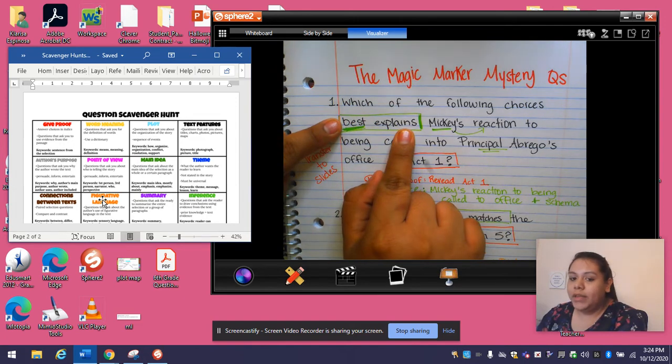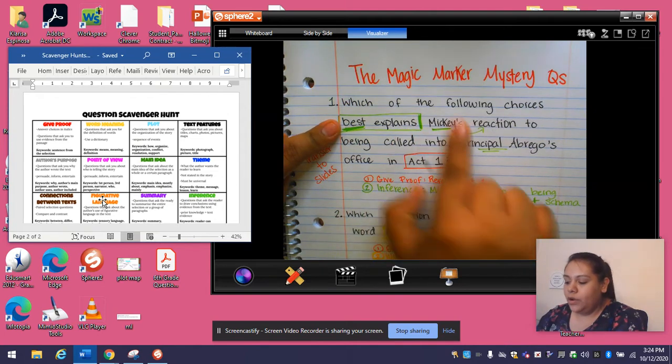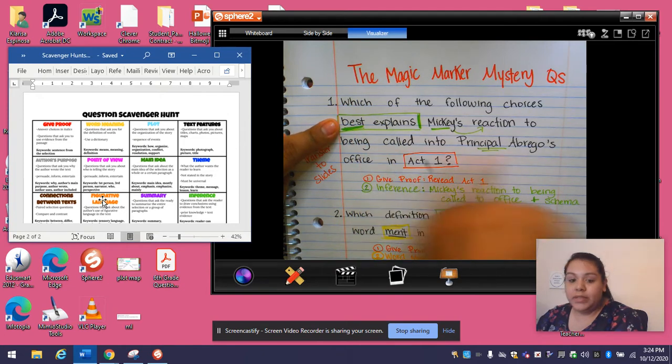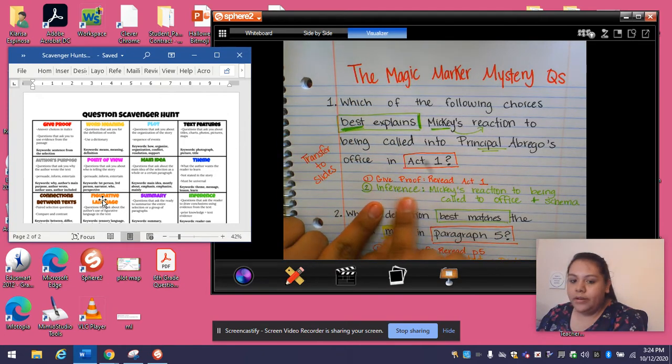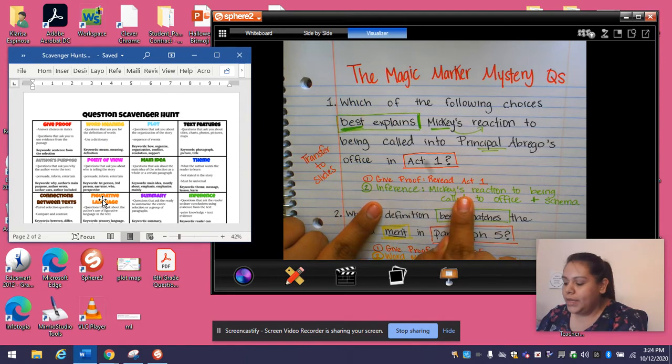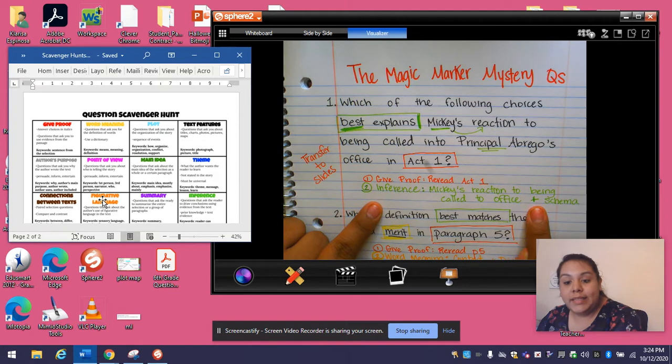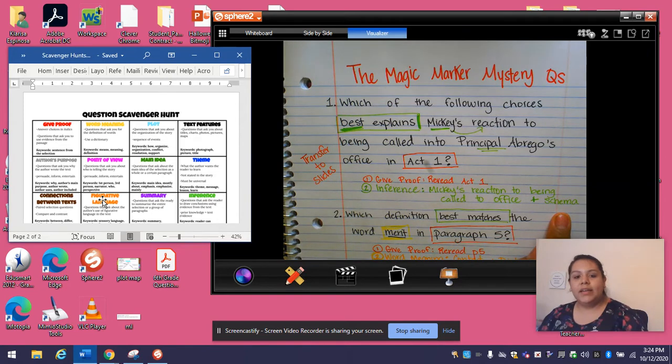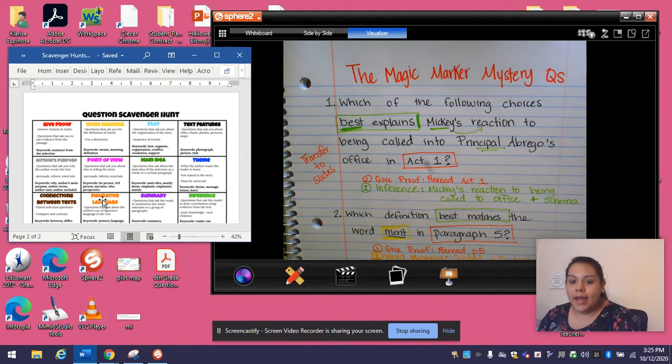Then I go back and I see these words right here, best explains. That's telling me I need to be careful with the distractors, and I need to make an inference about Mickey's reaction to being called into the principal's office. So I write my skill right here, and then what am I making an inference about? Mickey's reaction to being called to the office, plus my schema. Schema is what you already know from your previous life. If they call you to the principal's office and say, please come over here, what's the first thing that comes to your mind? All of those things that go through your mind, that's your schema. It's what you've already been through, what you already know, plus this part right here to make a guess. How is he feeling? What is he reacting to?